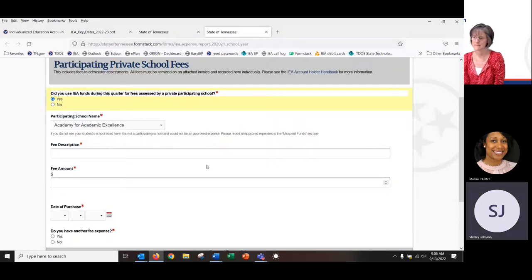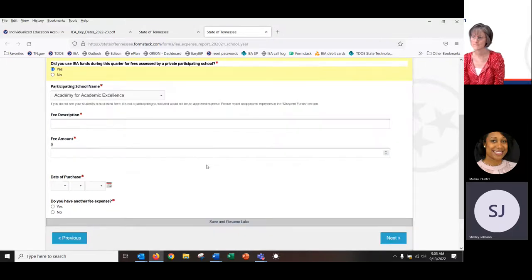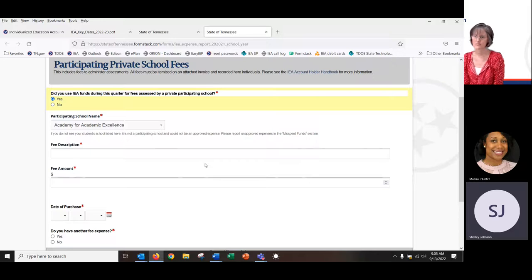And please, on those fees, make sure those are fees when you pay them that they are acceptable fees to be paid. Some fees we do not pay, like field trips. You cannot use IEA funds for field trips.